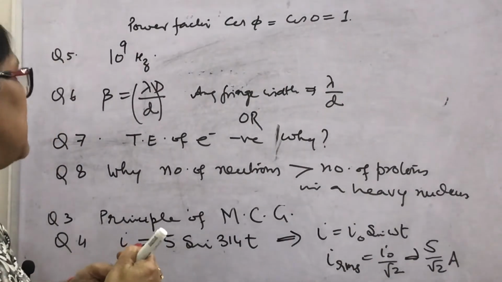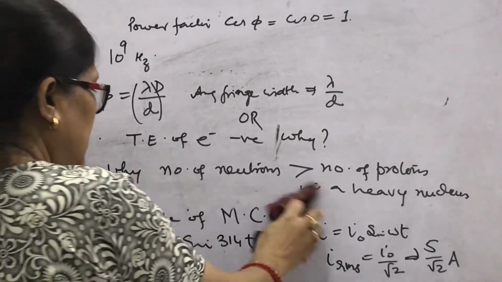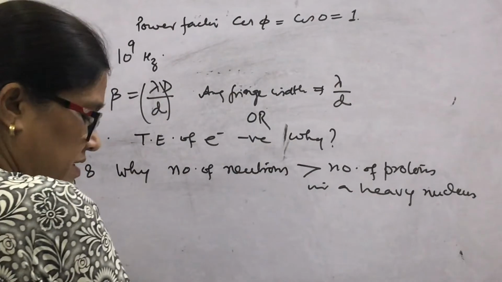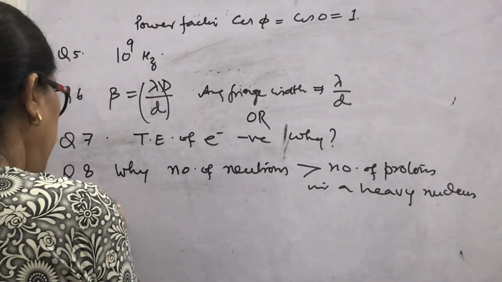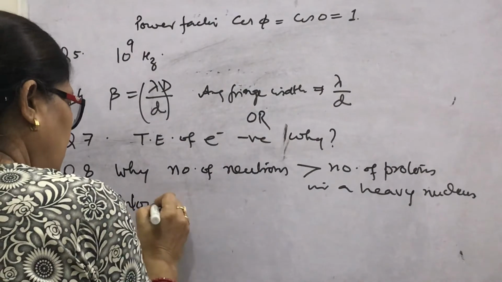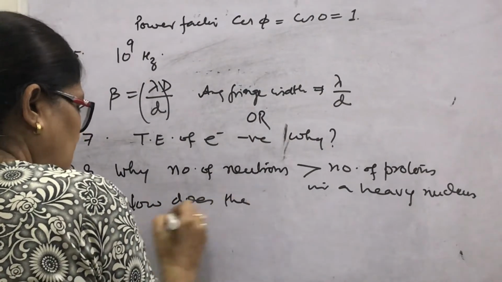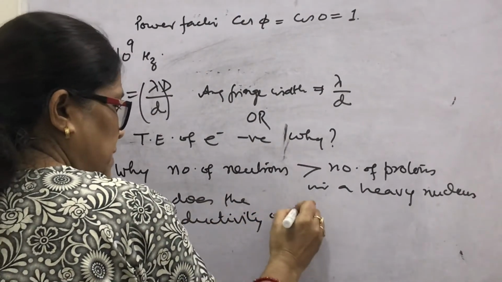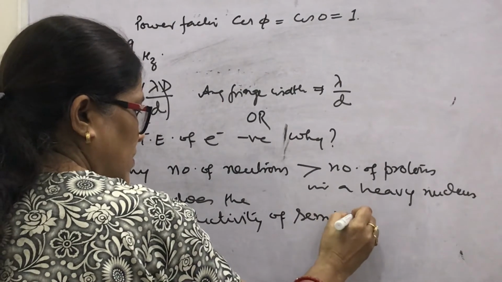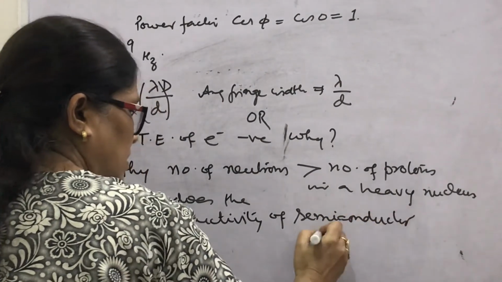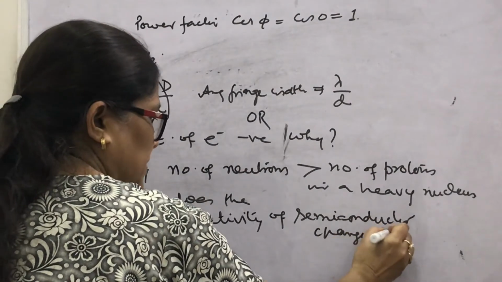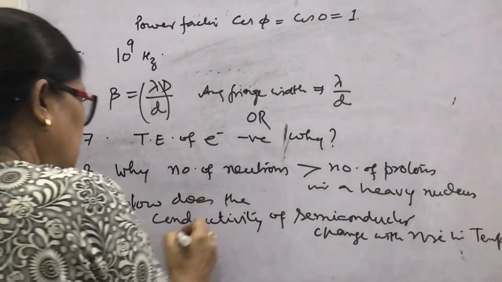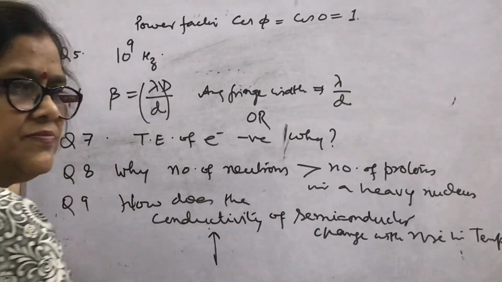So what is question number 9? How will you write it? The effect of temperature on the conductivity of a semiconductor. This question says, how does the conductivity of a semiconductor change with rise in temperature? And what answer have we discussed? The conductivity increases.